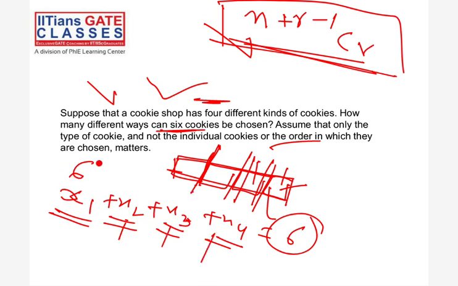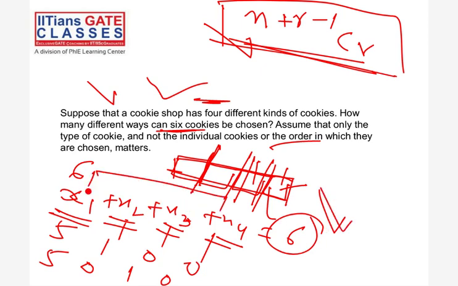Similarly, if you pick 5 here, 1 here, 0 here, 0 here, this is another way. Similarly, if you pick 5 here, 0 here, 1 here, 0 here, this is another way. So basically we want to find how many number of ways are possible, such that this complete summation must make 6.